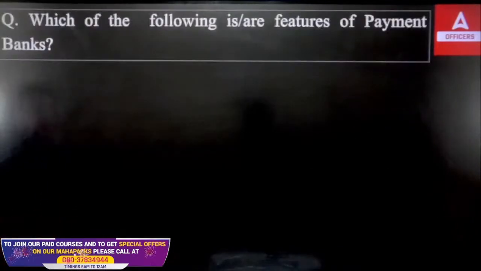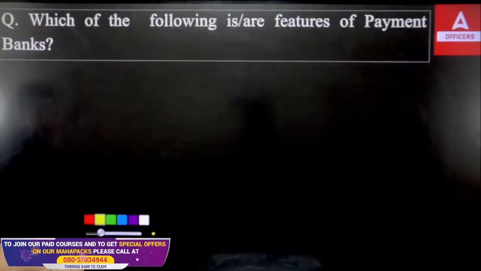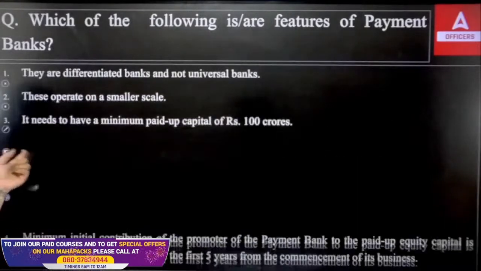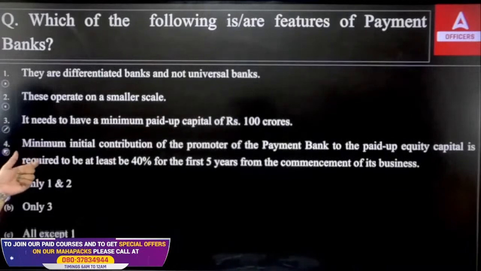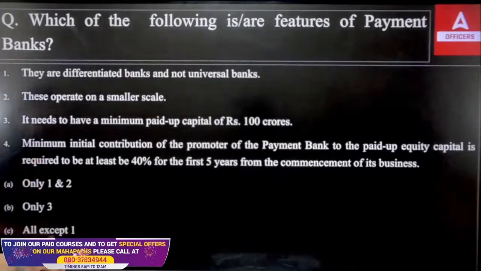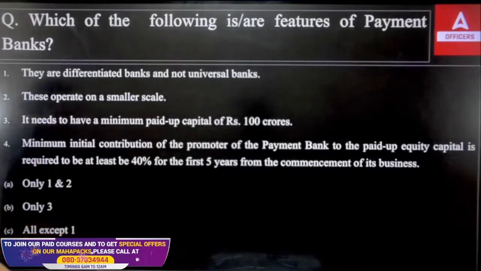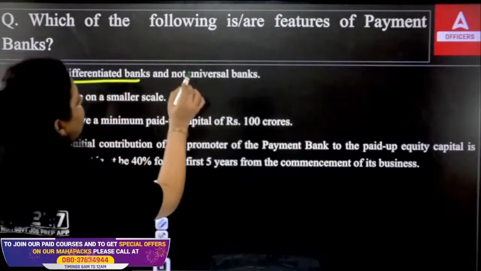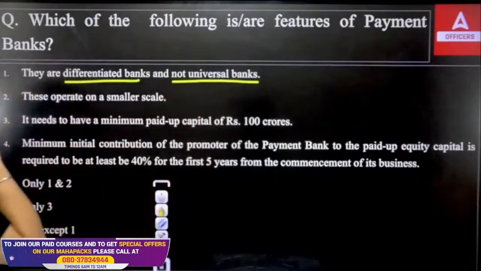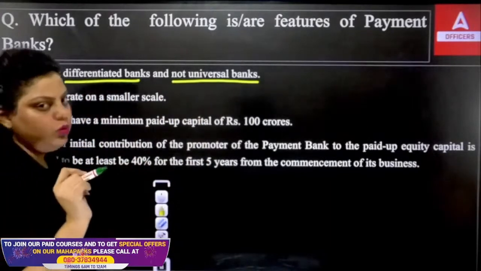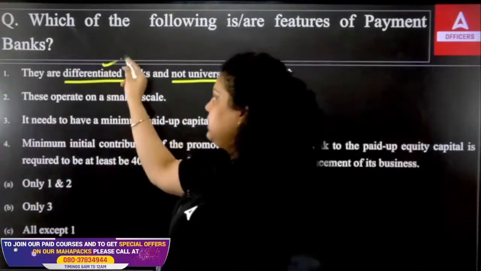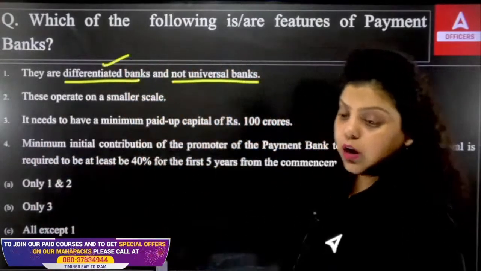Next question, which of the following are the features of payment bank? You have to tell, and you have these 4 features, out of which you have to decide which is the feature of a payment bank. So first we have, they are differentiated banks and not universal banks. I have just told you that payment banks are differentiated banks. So this is correct. But what about universal bank? They are not universal banks.